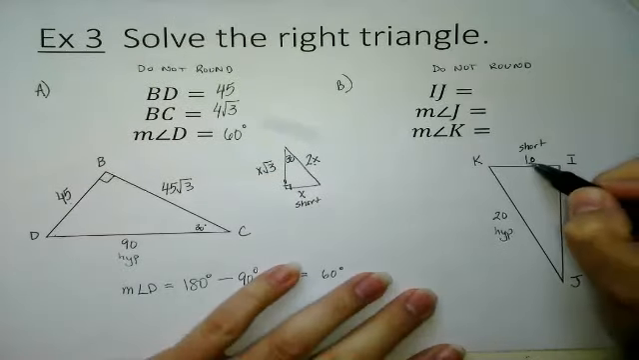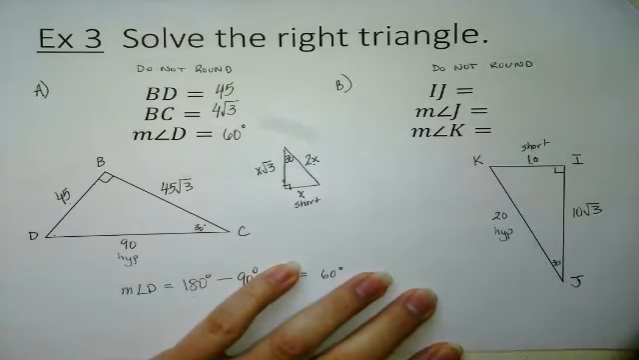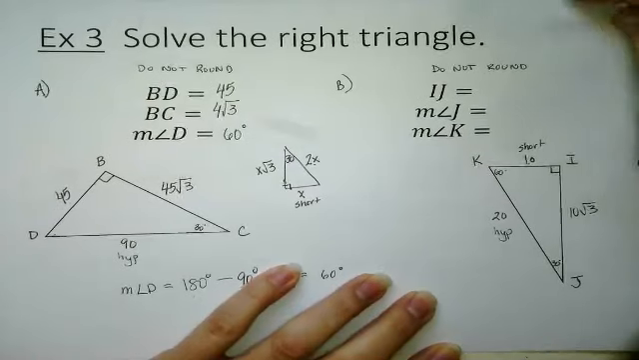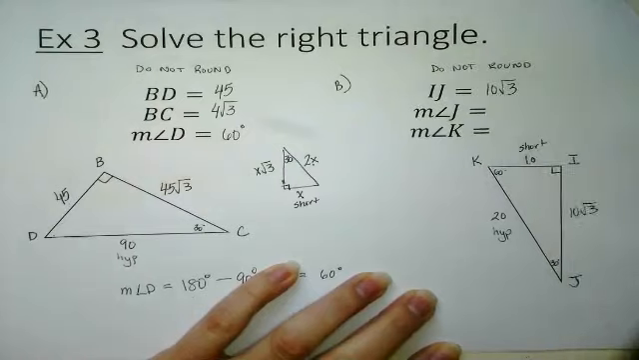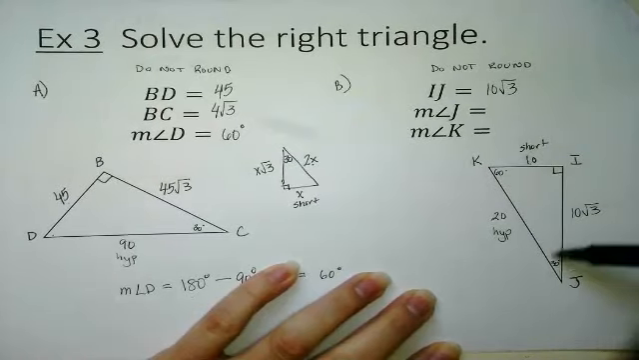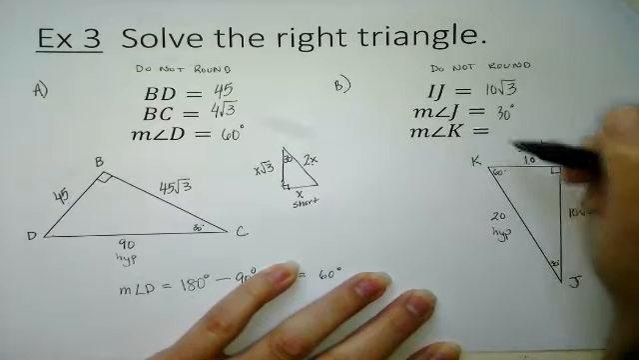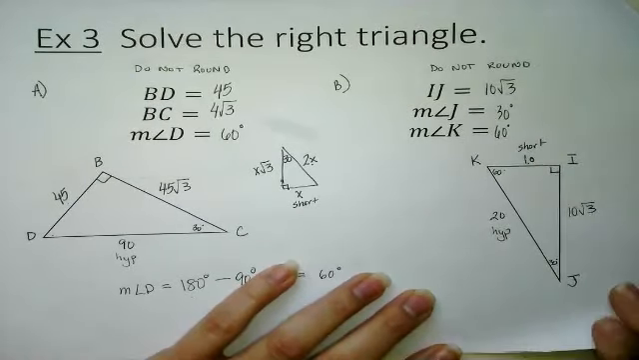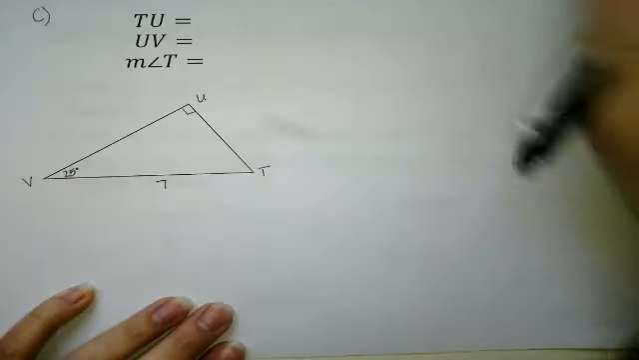If this is my short side, it has my shortest angle, smallest angle, which must be 30 degrees. And here must be my 60-degree angle. So I know that IJ is 10 radical 3. The measure of angle J is 30 degrees. And the measure of angle K is 60 degrees. So kind of nice. Knowing those 30, 60, 90, and 45, 45, 90s is really good.